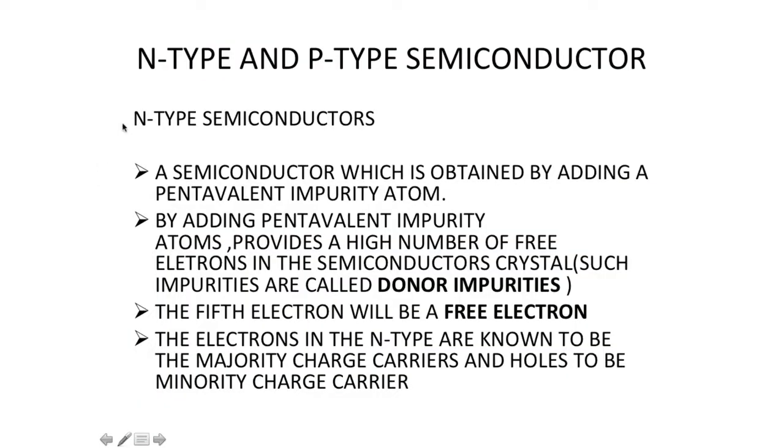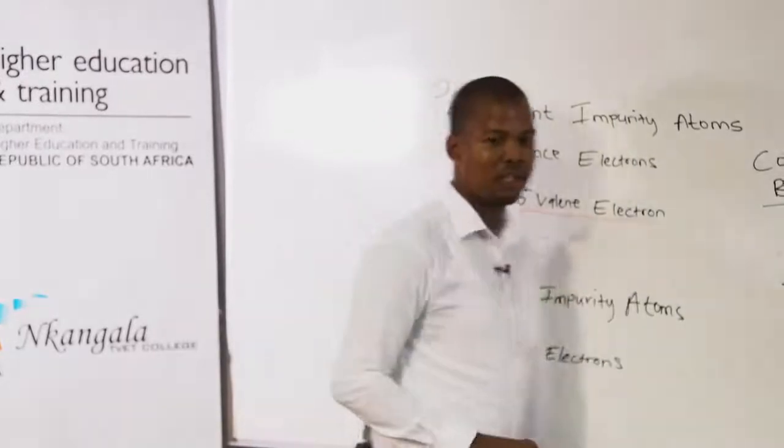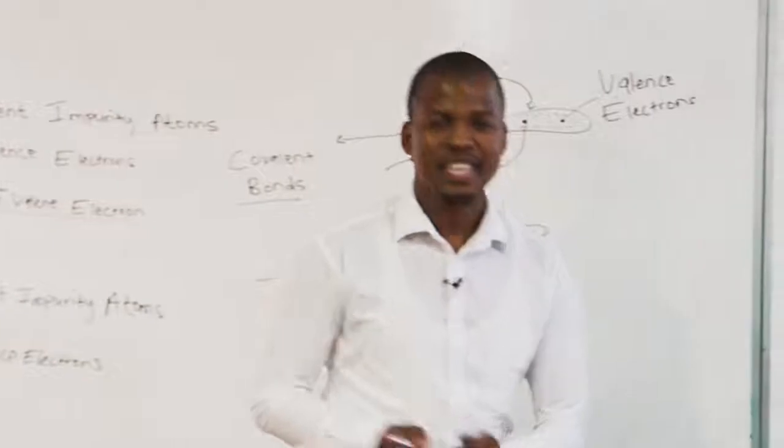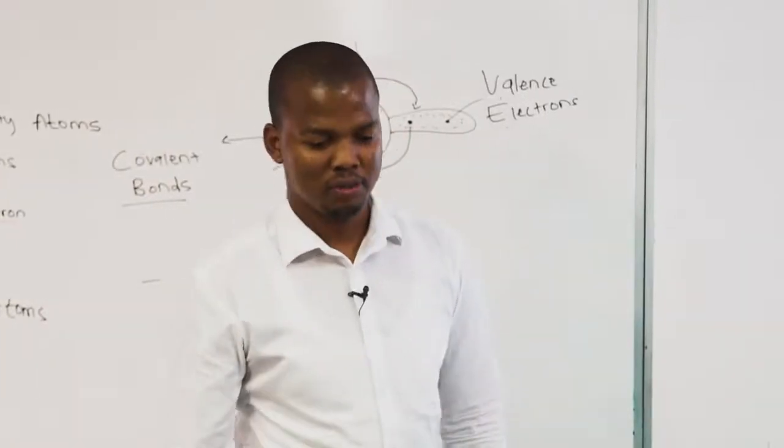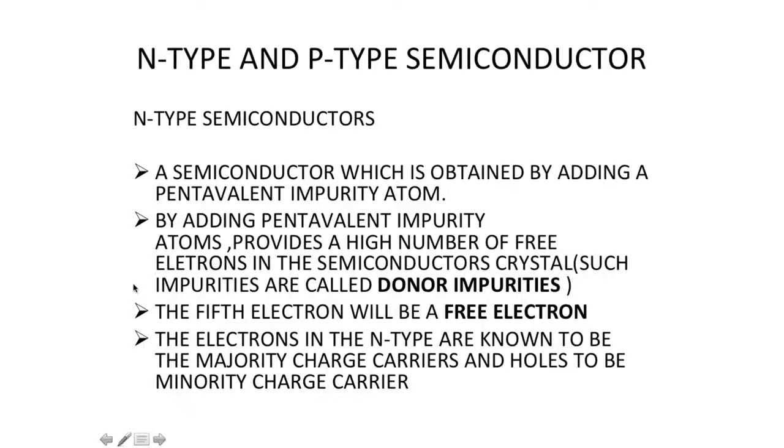We have the N-type and the P-type semiconductor. The N-type semiconductors are semiconductors which are obtained by adding pentavalent impurity atoms. Remember, pentavalent impurity atoms have 5 valence electrons. So an N-type semiconductor is achieved by adding a pentavalent impurity atom. Adding pentavalent impurity atoms provides a high number of free electrons in the semiconductor crystal. Such impurities are called donor impurities.